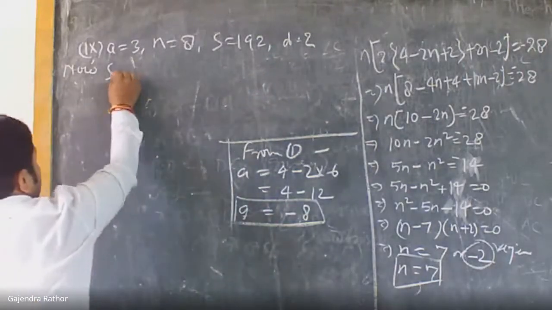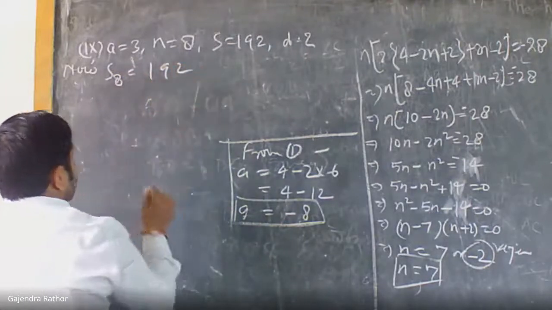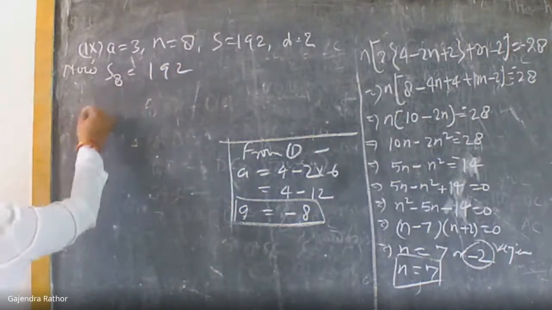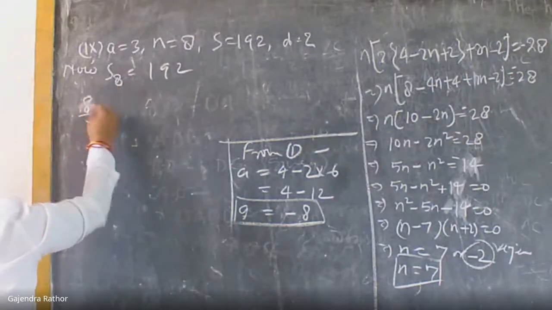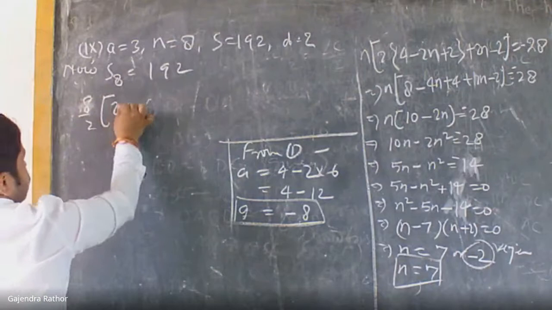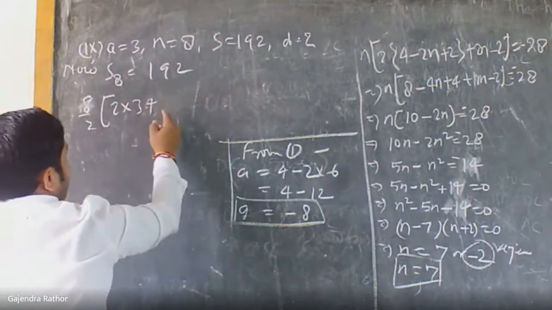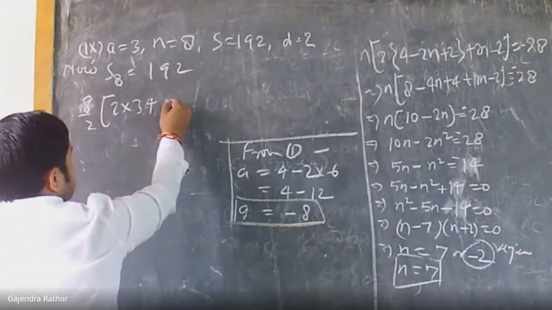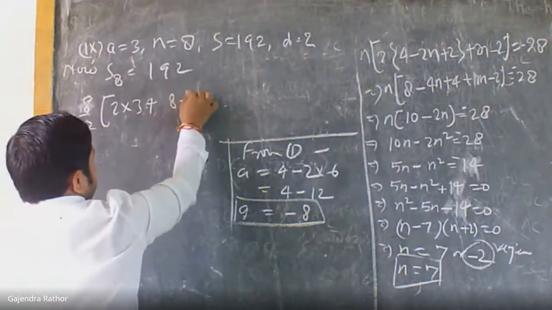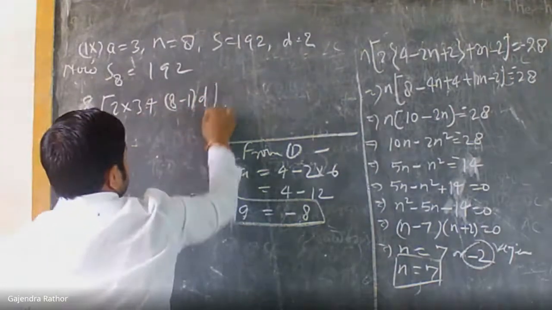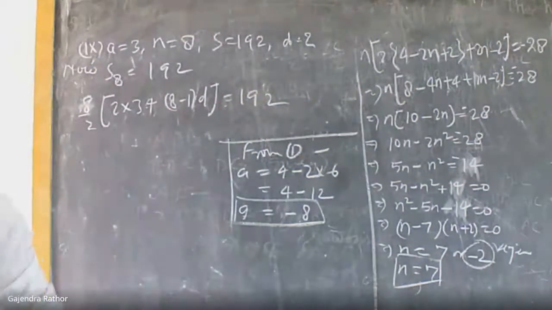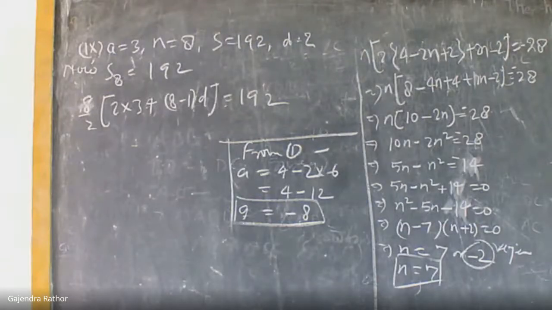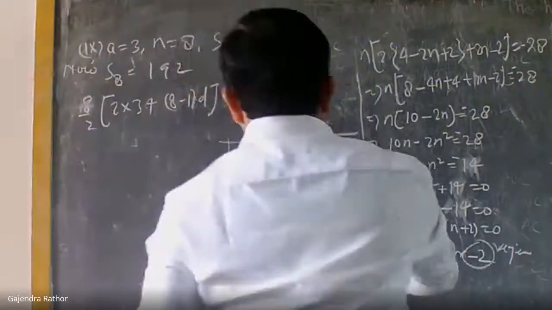So we can write s 8 is equal to 192. According to the general form, n by 2 bracket 2a plus n minus 1 into d. n is equal to 8, so 8 by 2 bracket 2 multiply 3 plus 8 minus 1 into d bracket close is equal to 192. So simplify this step.